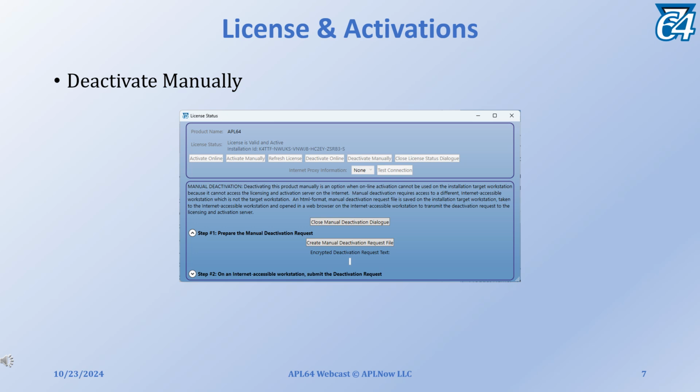But there is also the option to deactivate the license manually. This is the screen when selecting that option. Per the on-screen instructions, this option would only be necessary when the online activation is not available from this machine. Following through with this option basically requires the use of an intermediary machine that has the internet connection.